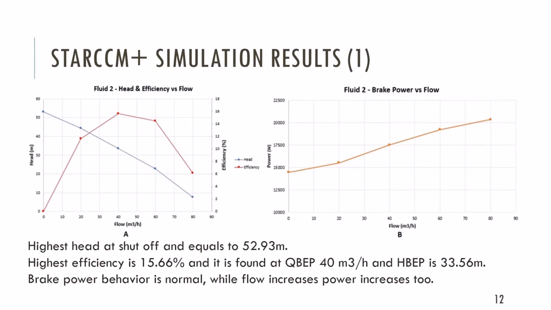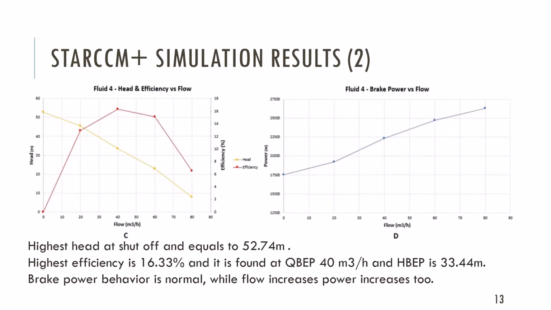For fluid number 2, we obtained that the maximum head was at the shutoff with a value of 52.93 meters. Its highest efficiency was 15.66%, and the best efficiency point was at a volumetric flow of 40 cubic meters per hour with a head of 33.56 meters.